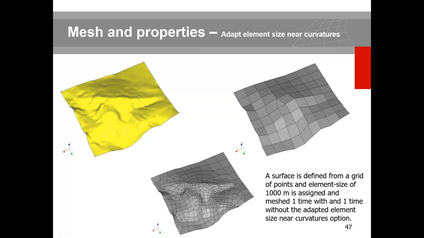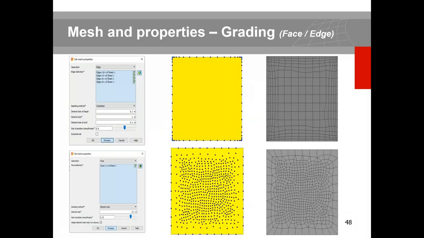Here we have another example of this effect. If you have a terrain geometry, for instance, you can see the difference with or without the adaptive element size option. You can observe that with this option, you have a smooth mesh transition compared to this same mesh without the option on. You can also use grading to optimize your mesh. You have full control on the distribution of the nodes and elements.